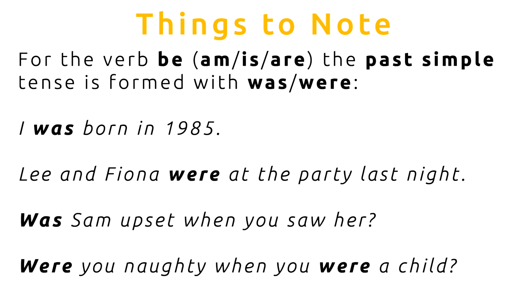The next example is using were. Lee and Fiona were at the party last night. So were is the equivalent of are. Are is the present basic form, and were is the past form. And here are a couple of question examples. Was Sam upset when you saw her? Were you naughty when you were a child? So that's just another little thing for you to note.